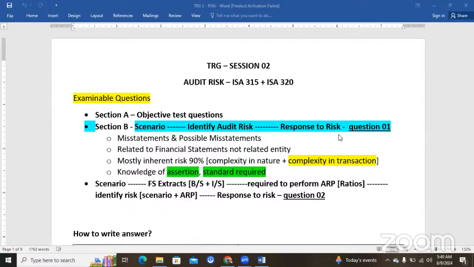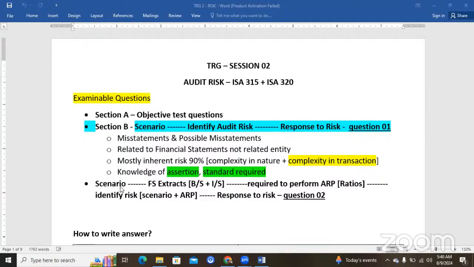So complexity in the transaction due to assertion non-compliance or standard non-compliance. That we should understand, right? So this is the second type of question. Third type of question is like they might give you a scenario. That scenario also includes possible and confirmed misstatements.